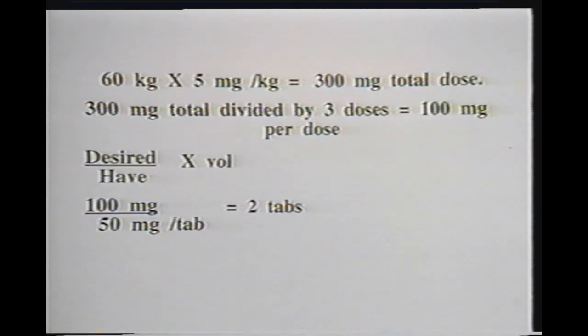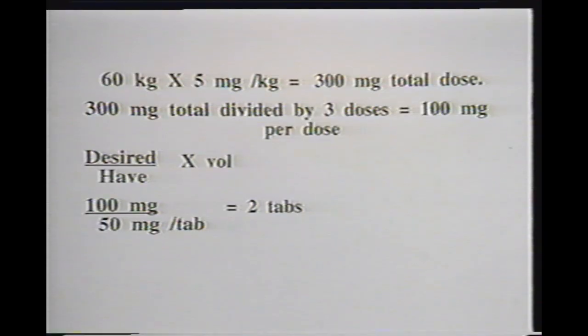And remember that 2.2 pounds equal 1 kilogram. But we already know he's a 60 kilogram adult, and he's to get 5 milligrams per kilogram. So multiply 60 times 5. That solves your problem in terms of 300 milligrams being the total amount that needs to be given. But it's to be given in 3 doses. So that would be 100 milligrams per dose, and each tablet contains 50 milligrams. We could do our desired over have.